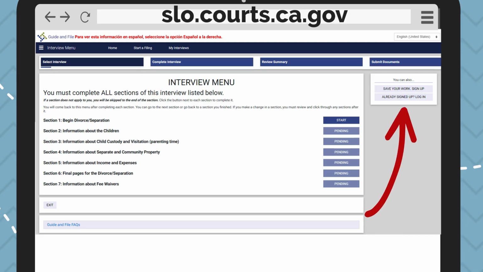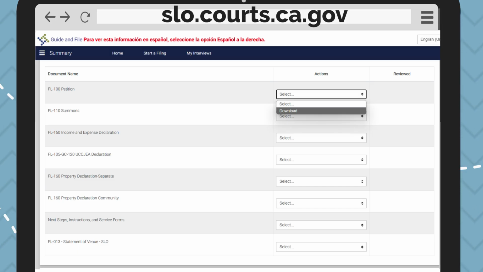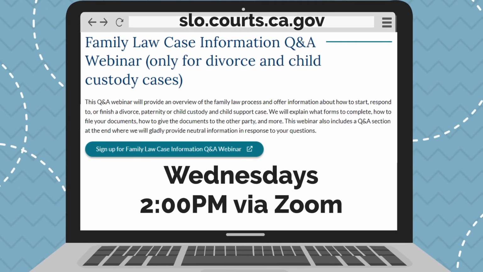You must create an account so that you can save your work and download and print your forms. Once you have opened your account, you can proceed with the interview. Click Start on the first section to begin. You will need to open each section in order to complete the interview. If a particular section does not apply to you, the program will skip you to the end of that section. When you have completed the entire interview, you will be able to download and print your forms. You can find more helpful information on the San Luis Obispo Court website.